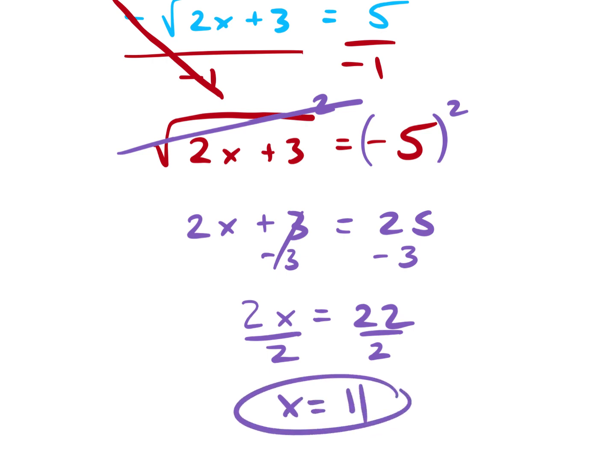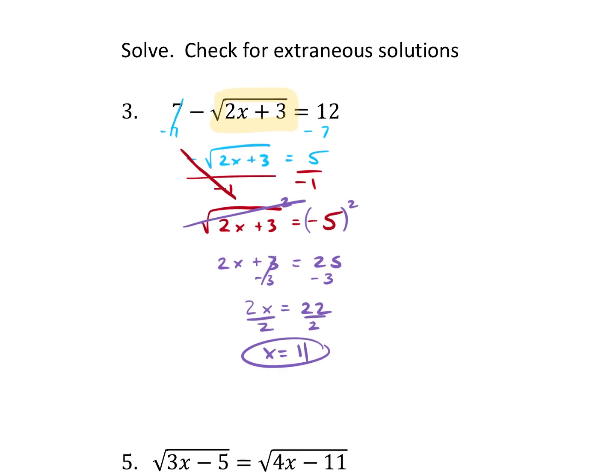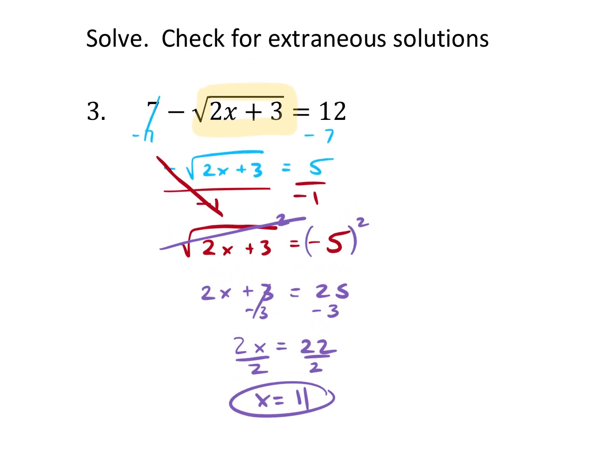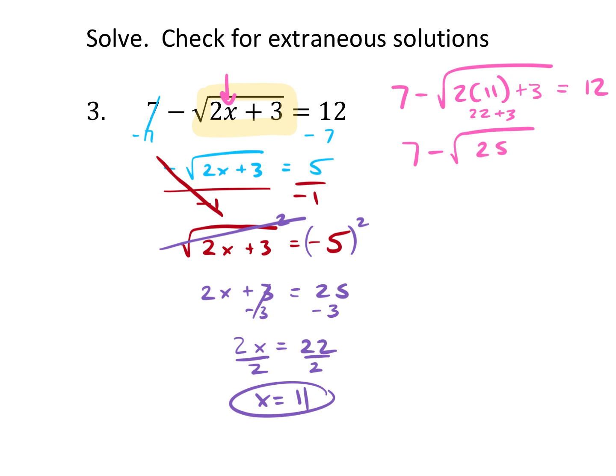What do I need to do next? What do the directions say? Check for extraneous solutions. How do I check here? Plug it in. We're going to plug it into x and see if it works. So 7 minus the square root of 2 times 11 plus 3 is equal to 12. So this would be 22 plus 3 would be 25.